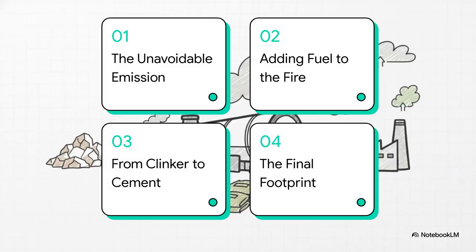So here's how we're going to do it. First, we'll look at the emissions that are literally, and I mean literally, baked into the rock itself. Then we'll talk about the insane amount of heat you need and the fuel you burn to make it all happen. After that, we'll see how the stuff you actually buy isn't pure and how that changes the math. And finally, we'll layer on the real-world stuff like electricity to get our final all-in number.